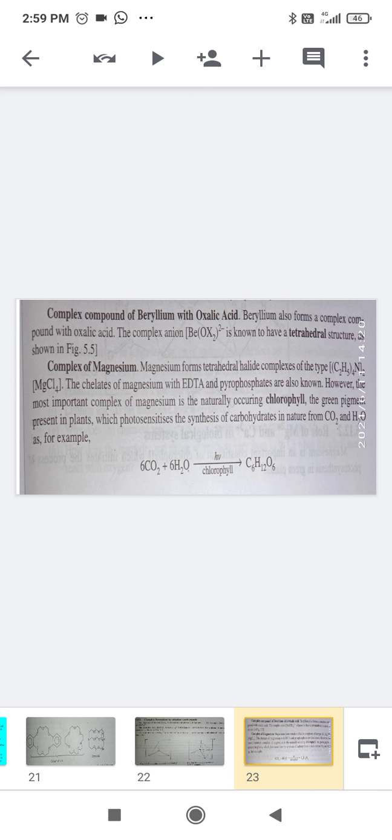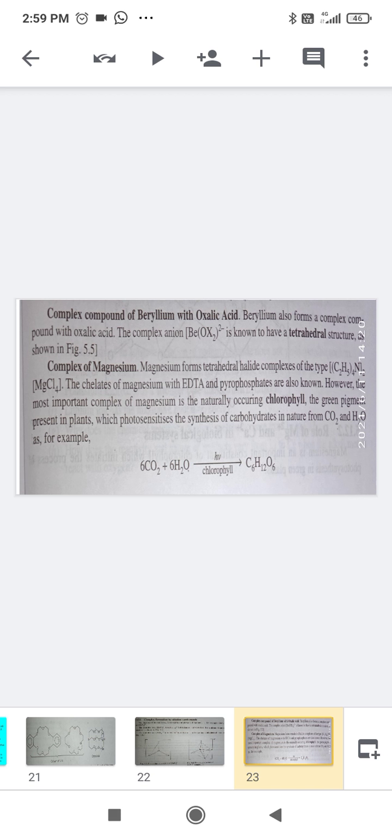Complex compounds of beryllium with oxalic acid. Beryllium also forms a complex compound with oxalic acid. The complex ion BeOx2 2- is known to have a tetrahedral structure. This will be shown in the next figure, that is 5.5.